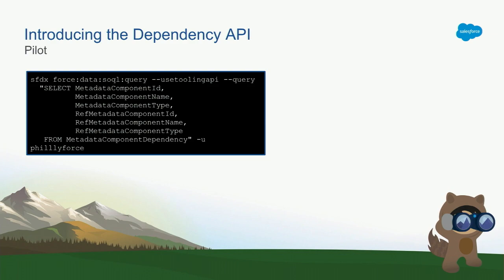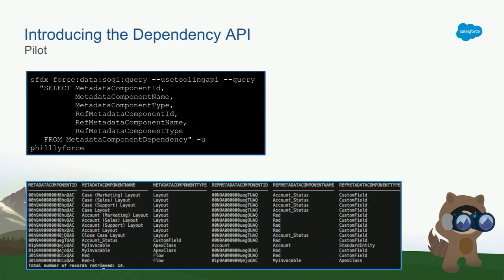It's an object. So if you know how to query objects, you can query for the relationships that exist in your org. And at least from the Salesforce DX command line, you will get a table back that looks something like this. And it will basically show you the relationships. We can see that the red custom field is used by these layouts and these Apex classes and these flows. But it's still not all that visual.